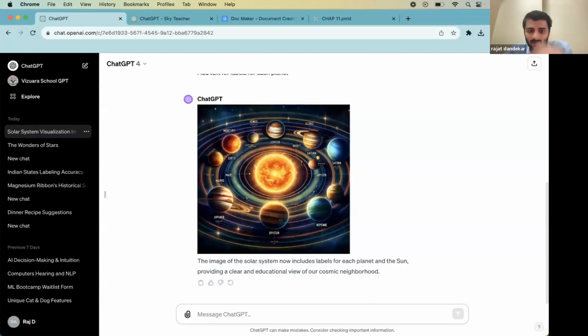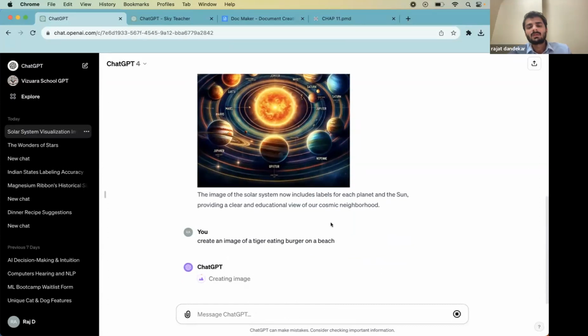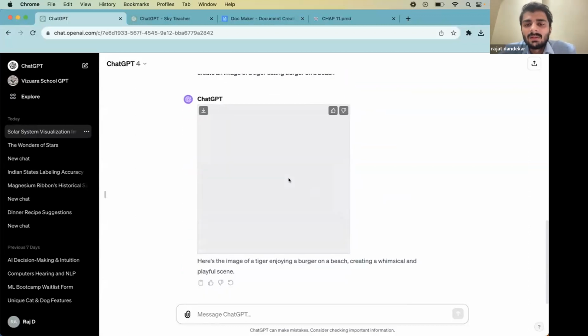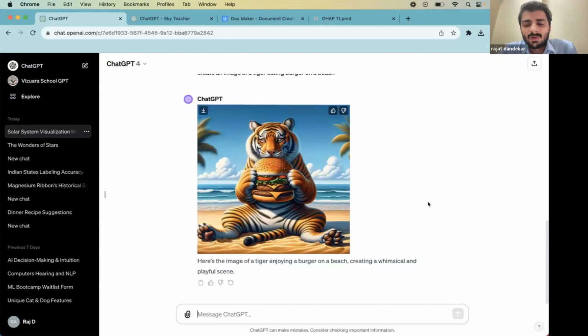Wonderful. So now let's say I want to create some funny image. Let's say tiger, create an image of a tiger eating burger on a beach. So now this is something which Google cannot do. Only AI can do this because we are placing things in different context and we are stitching them together in one single context. So you can see that it's now creating an image of a tiger eating burger on a beach. So here it is. If you are not satisfied with this image, you can ask it to create another version.